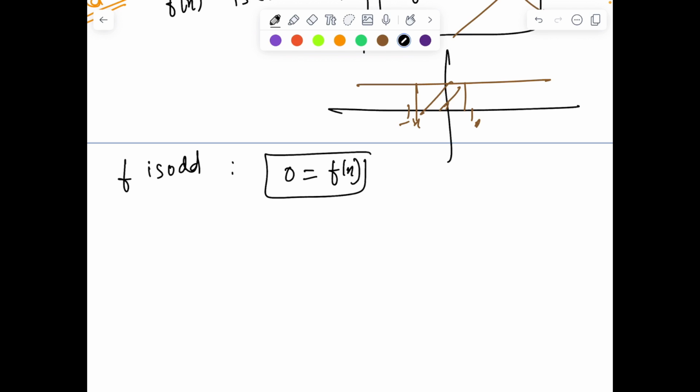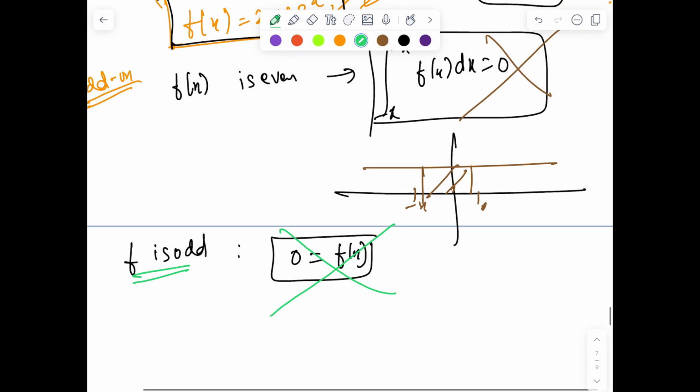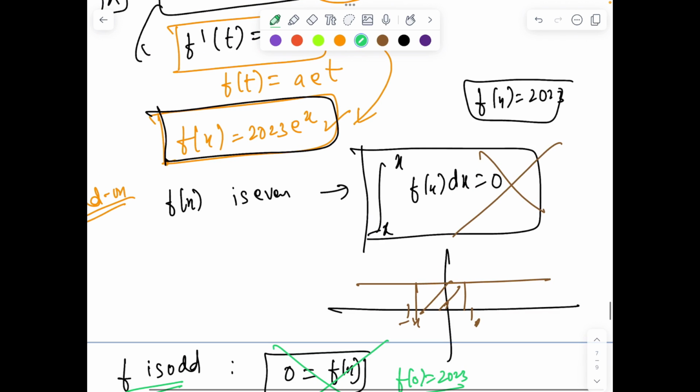So that is indeed still not working, because the only function that we'll get if f is an odd function is f of x is 0, and that's not the solution because it is violating a boundary condition, f of 0 is 2023.